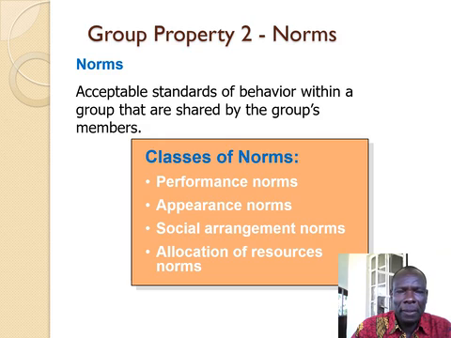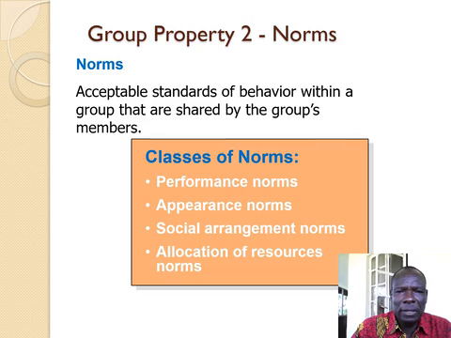together, how you cannot jump the queue. If you have an issue, you go through protocol. You don't jump the queue. Those are social arrangement norms. They're also there in families. They're also there in classrooms. They are there all over.